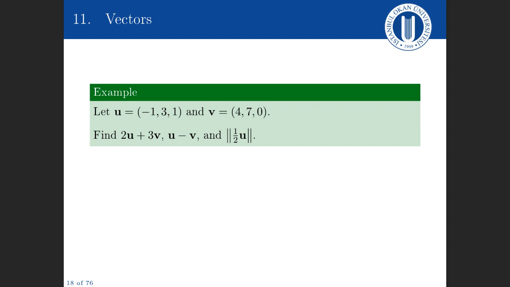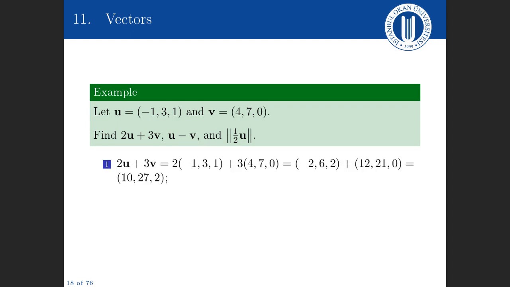Let u and v be these 2 vectors. Find 2u plus 3v. Find u minus v, and find the norm of half u. First one, 2u plus 3v. That's 2 multiplied by -131. We can take the 2 inside the vector, multiply each number by 2 to get -262. Plus 3 times 470. Take the number 3 inside the vector. 3 times 4 is 12, 3 times 7 is 21, and 3 times 0 is 0. And then add these together.